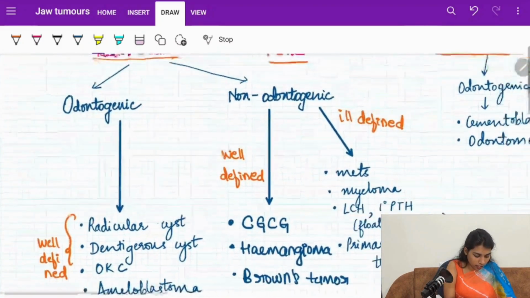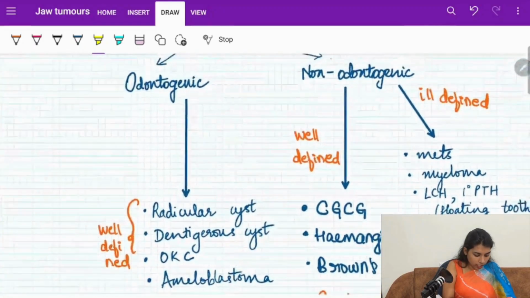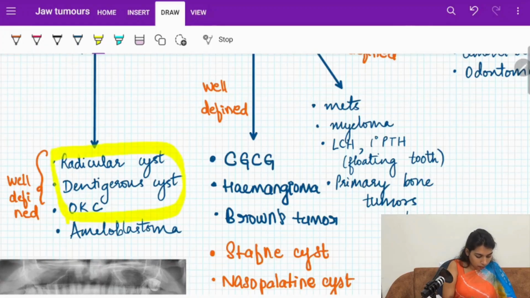Starting with the radiolucent lesion, every radiolucent lesion will be divided into odontogenic and non-odontogenic. As a general broad rule, remember that odontogenic lesions are usually benign, and non-odontogenic lesions are usually malignant. So we'll look further. Most odontogenic lesions are benign, so they'll have a well-defined border, like radicular cyst, dentigerous cyst and OKC. However, ameloblastoma will have ill-defined borders and hence it is a borderline malignant to malignant lesion.